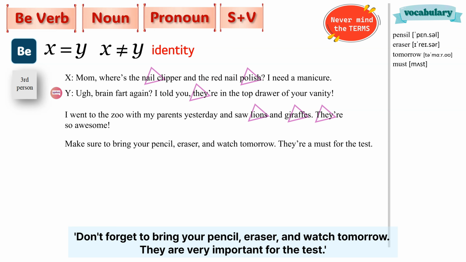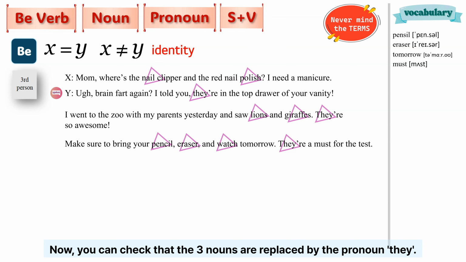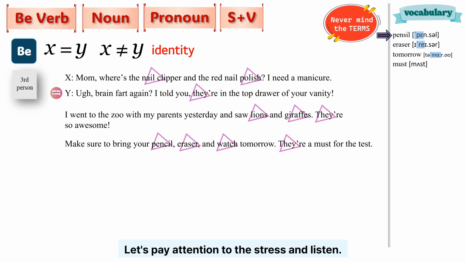Don't forget to bring your pencil, eraser, and watch tomorrow. They are very important for the test. Now you can check that the three nouns are replaced by the pronoun they. Let's pay attention to the stress and listen. Make sure to bring your pencil, eraser, and watch tomorrow. They're a must for the test.